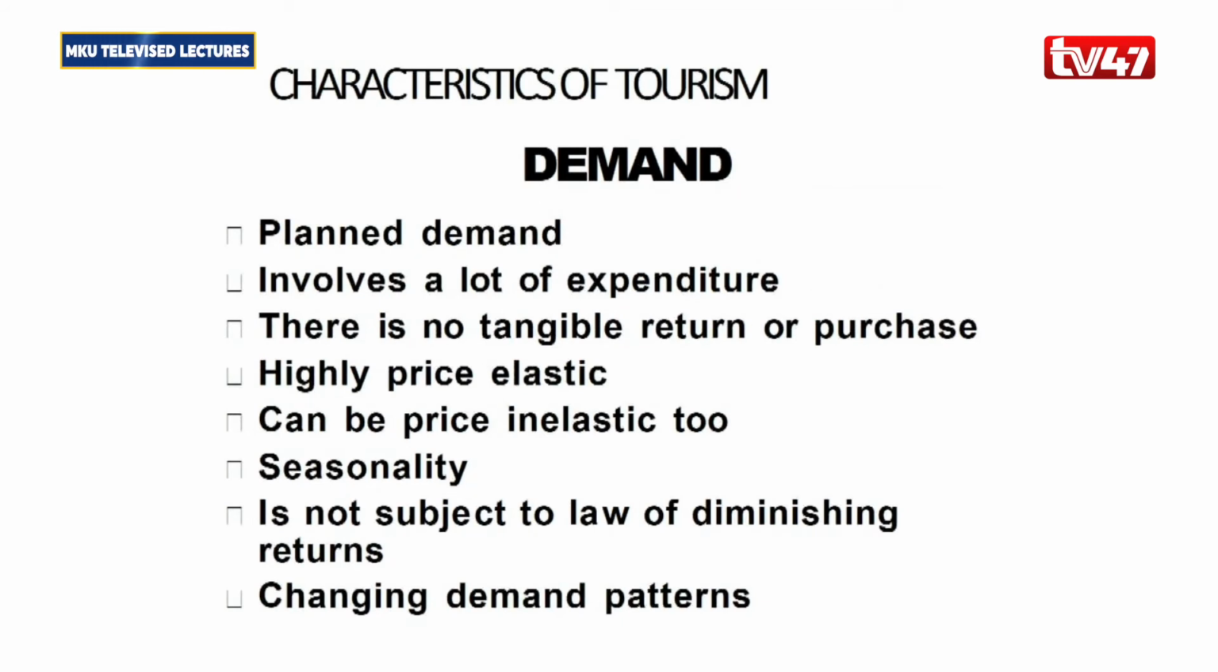So what categorizes the tourism demand? Now, tourism demand is, first and foremost, planned demand. It doesn't just occur, it's planned to occur. Secondly, it involves high levels of expenditure, and there is no tangible return or purchase. In other words, it's intangible. There's nothing you're going to be able to get back after you have purchased what you wanted to buy. It's different from if you are buying any tangible good. It has a very high level of price elasticity. And what that means is, in the event that prices change, demand for tourism will also change.